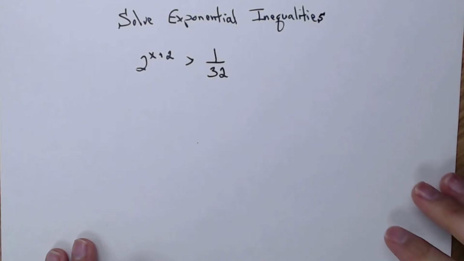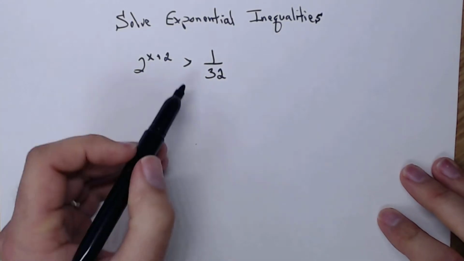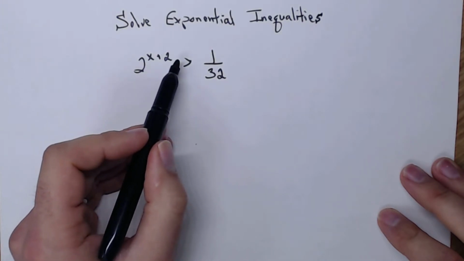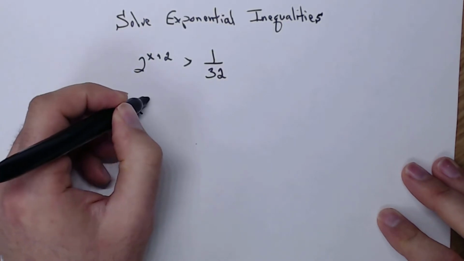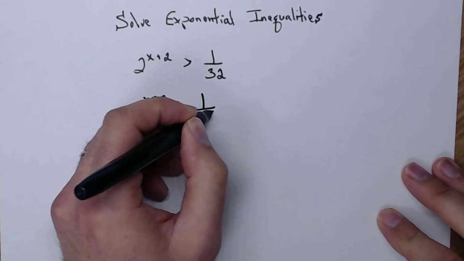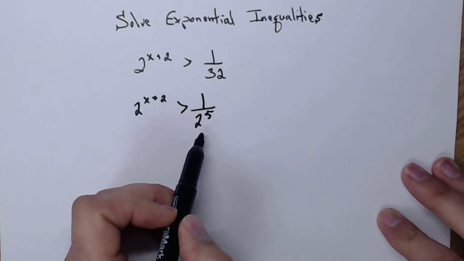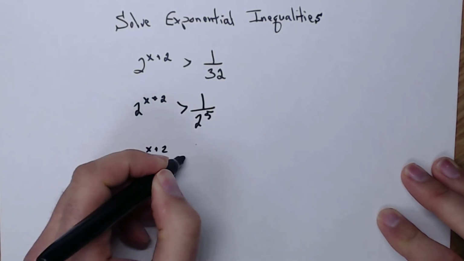We're just solving exponential inequalities. The only difference between some of the other ones and this is that it's not an equal sign anymore. It's just 2 raised to the x plus 2 is greater than 1/32. So let's do the same thing we've done before, and let's get the same base. Well, that's going to be 2 to the 5th power. But keep in mind it's on bottom. That 32 is on bottom, so 2 to the 5th is on bottom. But we know how to move that to the numerator.